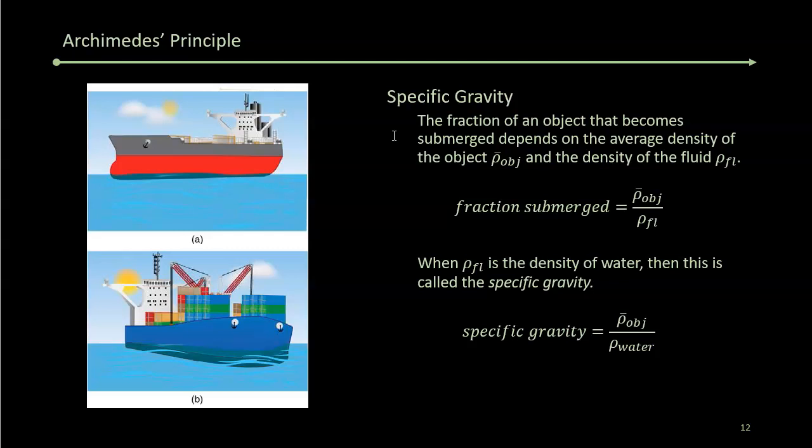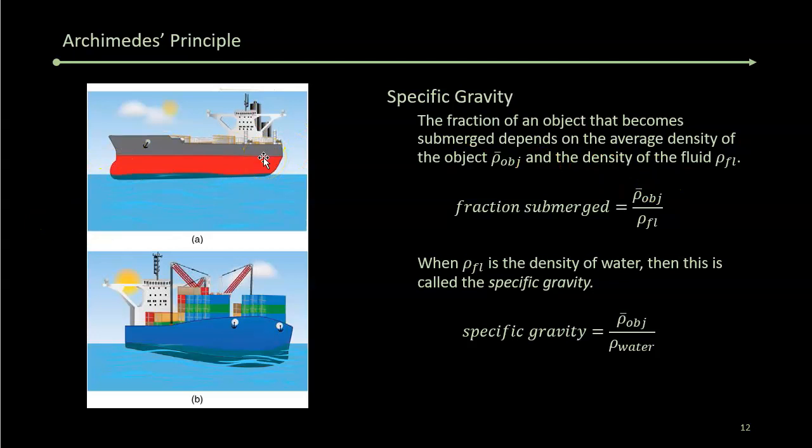And so we look at this and we go, okay, what does this mean in terms of how much of an object floats? If you look at the average density of an object in a fluid divided by the density of the fluid, you get the fraction of it that's submerged, right? And so if the density of the ship on average, because the ship is actually mostly air, is less than the density of water, then only part of it sinks, right?